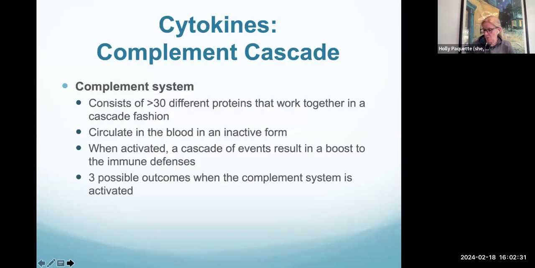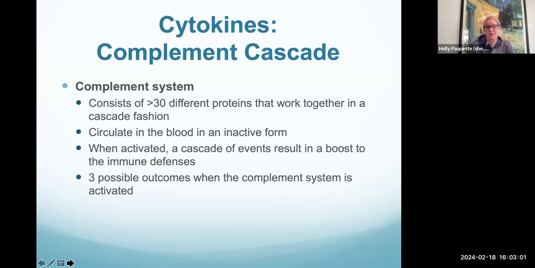The second thing that I want you guys to know about the molecular portion, and the cytokines, is something called the complement cascade. This is a pretty complex system or pathway, so I don't want you guys to get caught up in that. I just want to give an overview of the fact that there are these proteins that are circulating in the blood that are inactive. But when they are activated, they can help the immune defenses.